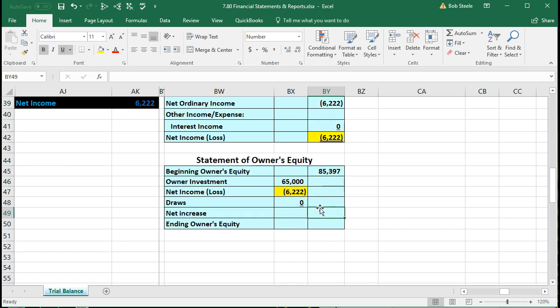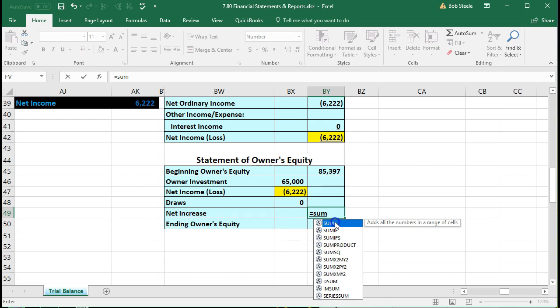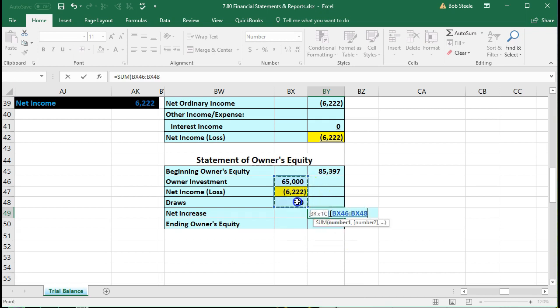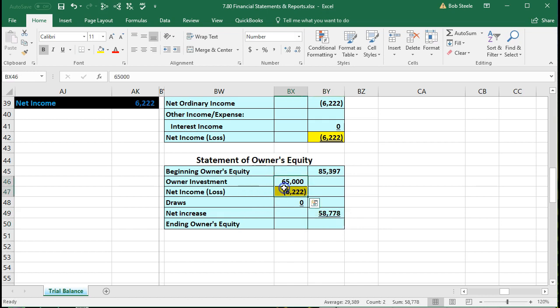We can go ahead and use the sum function here to calculate this because it's going to say this number plus a negative, which is really a subtraction, plus or negative 0, which will just be 0. So it'll be 65,000 minus the 6,222. So we're going to say equals SUM, double click the sum function, highlight these items. That will give us then the difference of 58,778 right there. And then we have the end number, which is going to be the outer column, the beginning balance plus the activity. That will give us our ending owner's equity.